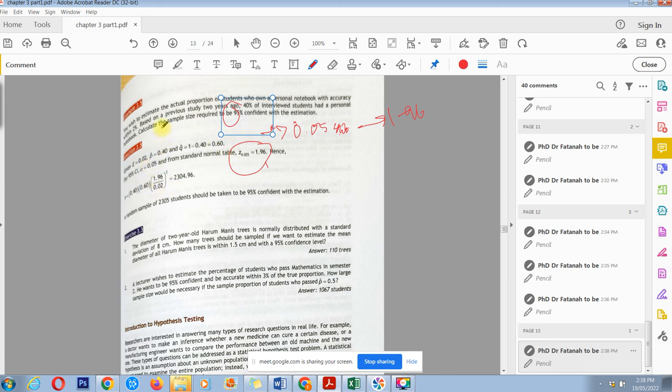Hence this is for proportion. 45% of interviewed students had a personal notebook, and we calculate the sample size required for the estimation. Who owns a personal notebook or not? So P hat is 0.45, and this is 1 minus P hat. Then 1.96 is Z alpha over 2, and this is E. Then we have the estimation of the sample size, and then we need to round off here.